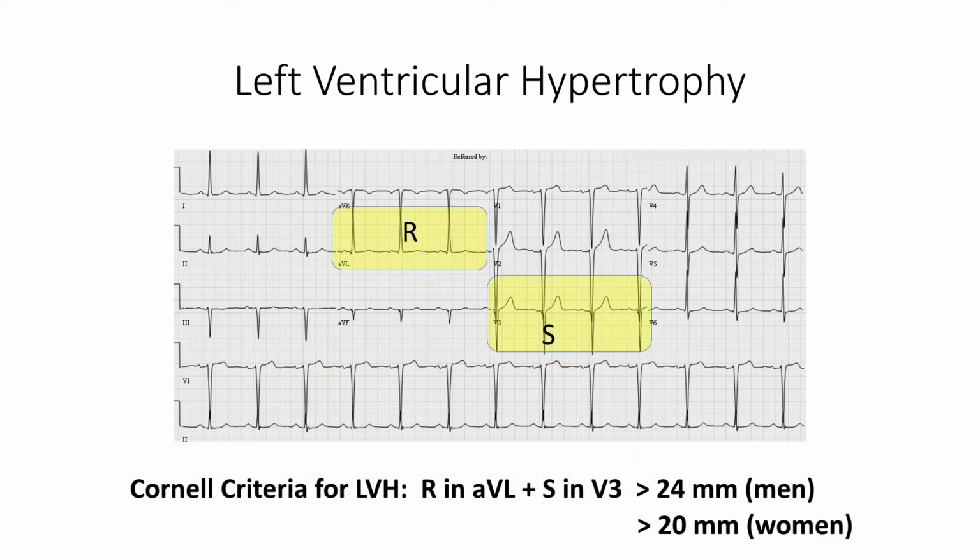The first screen for LV hypertrophy is the Cornell criteria. In this screen, we look at lead AVL and at the height of the R wave in AVL. And then we look at the depth of the S wave in lead V3. If we add these 2 values together and the R plus the S wave are greater than 24 millimeters in a male or greater than 20 millimeters in a female, then this is suggestive of LV hypertrophy.